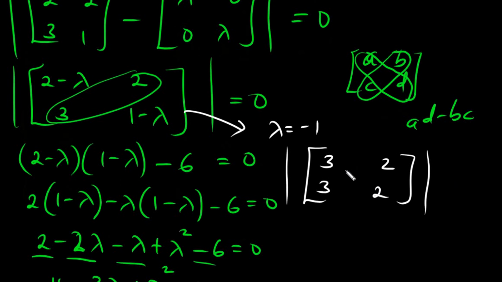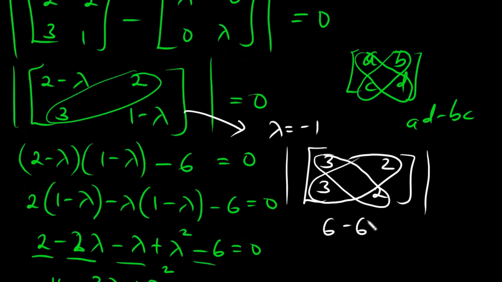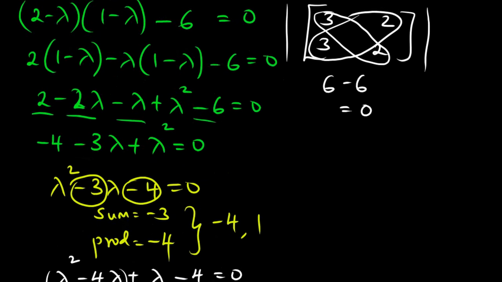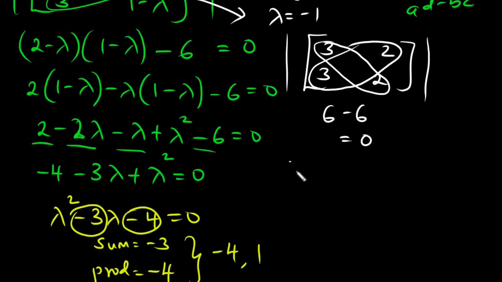We know that the determinant is found by the product of this diagonal minus the product of this other diagonal. So it's 6 minus 6, which is equal to 0. So you can say that the value of lambda, that is -1, satisfies that equation. So that is one of the eigenvalues. Let's check the other one, that is lambda is equal to 4.